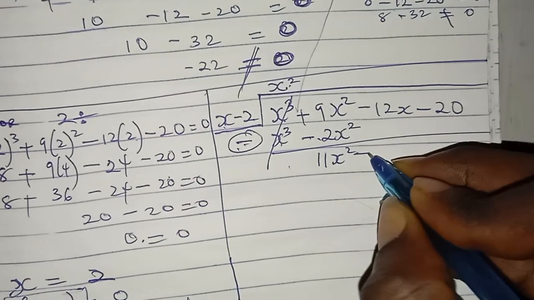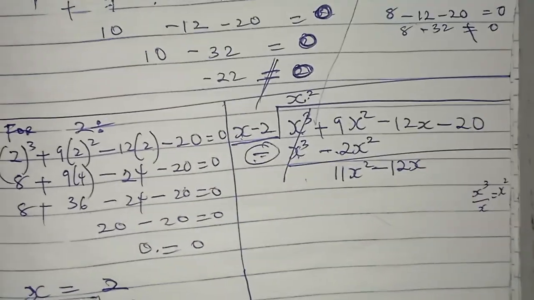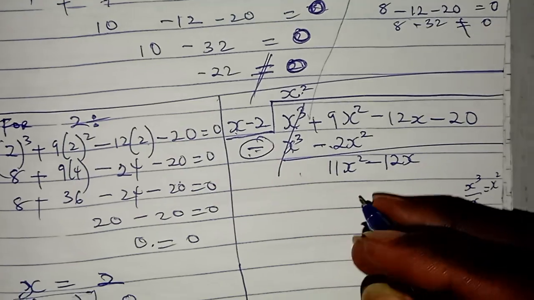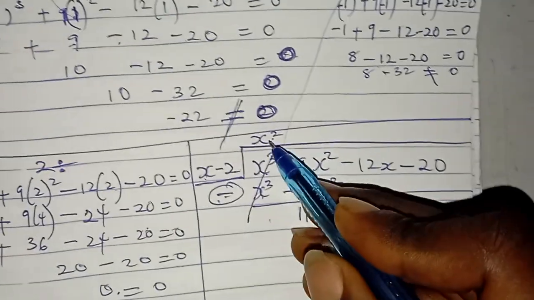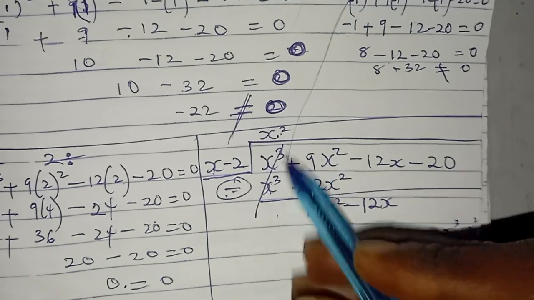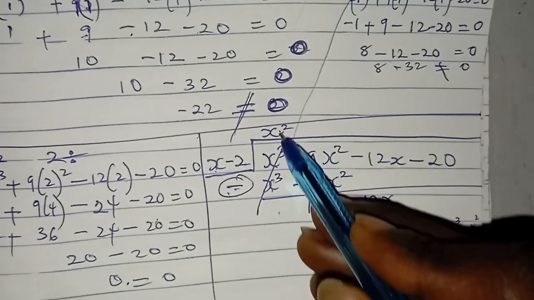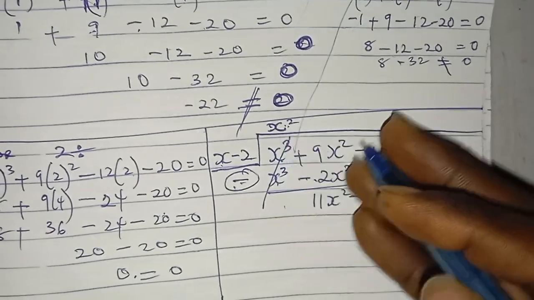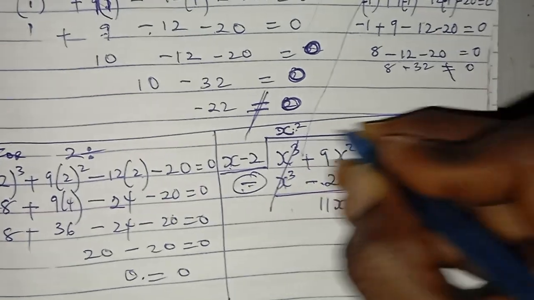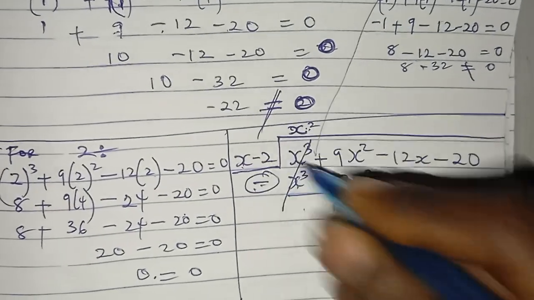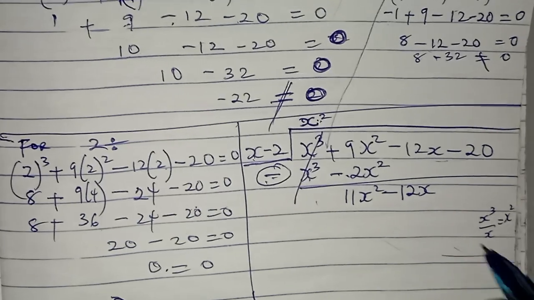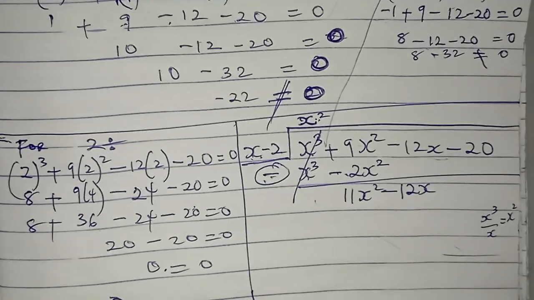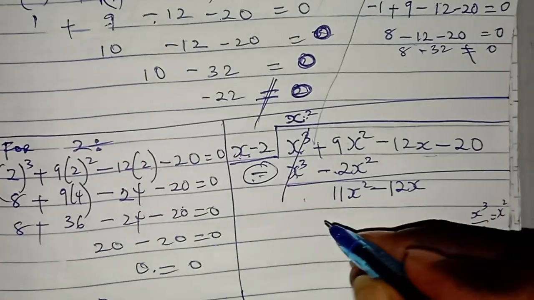I'll bring this 12 down, minus 12x. The minute I bring it down, I will go again and repeat the procedure. What we have up here is what we call the quotient, what we have here is our divisor, and what we have here is our dividend. We are not going to have any remainder because this thing is a factor of this equation.